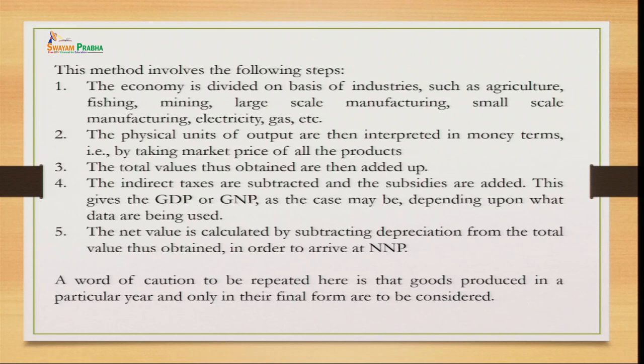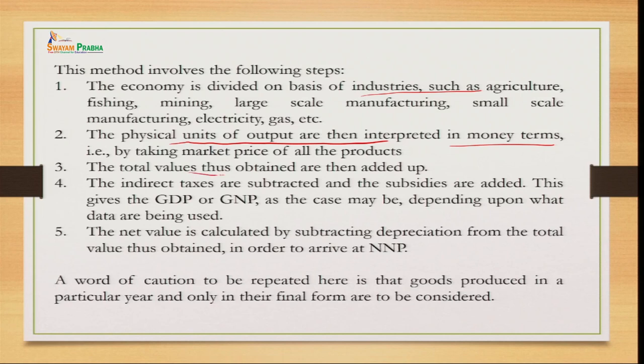Firstly, we need to divide our industry based on the sectors. We have the primary sector, secondary sector, and tertiary sector, okay? So all these industries are divided into different sectors, and then we calculate the physical unit of output. Whatever production has been taken up in physical form, we interpret it in money value, because it is not possible for us to add two commodities together other than by their money value. So we calculate the money value of those goods and services.